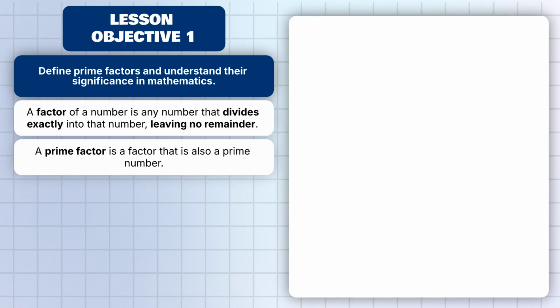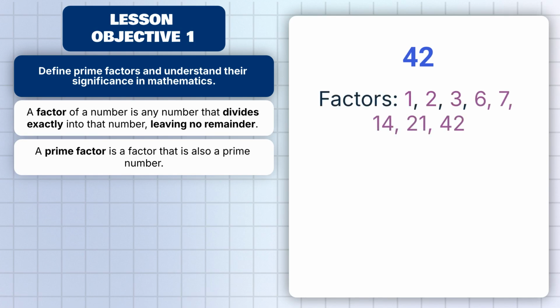For example, consider the number 42. The factors of 42 include numbers like 1, 2, 3, 6, 7, 14, 21, and 42. Out of these, the prime factors are 2, 3, and 7 because they are the only ones which are prime numbers. Let's now consider the prime factorization theorem.